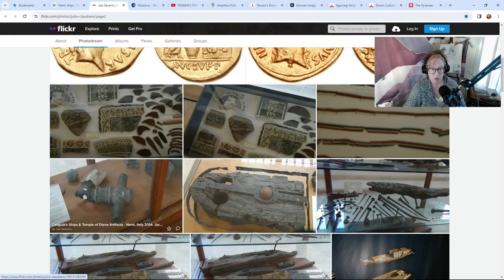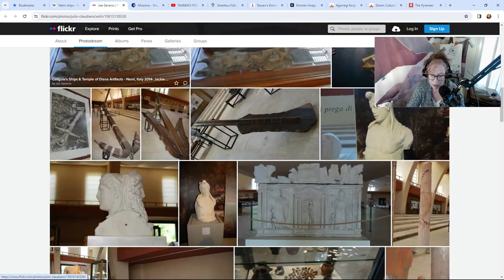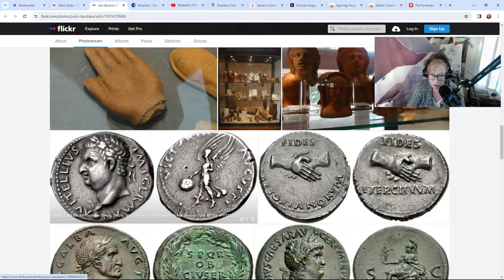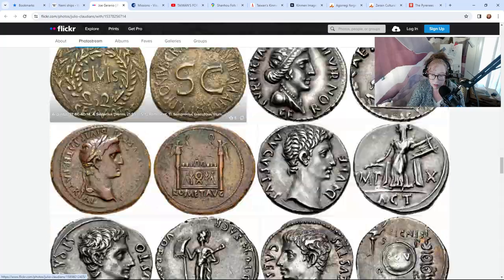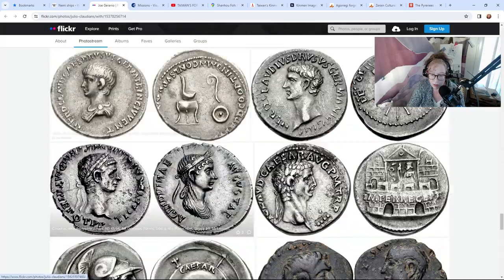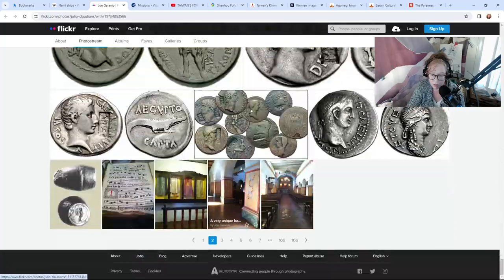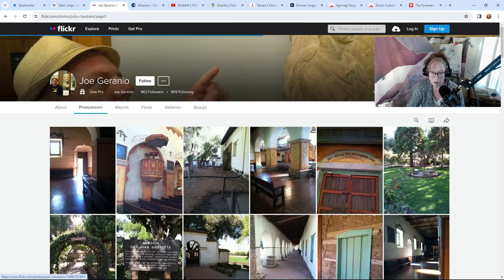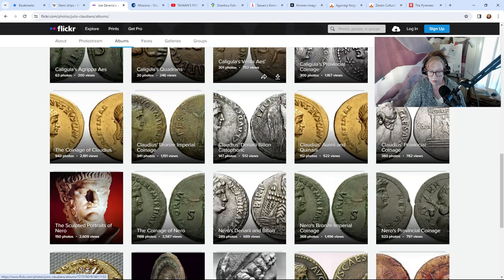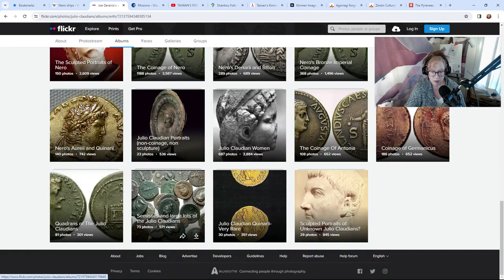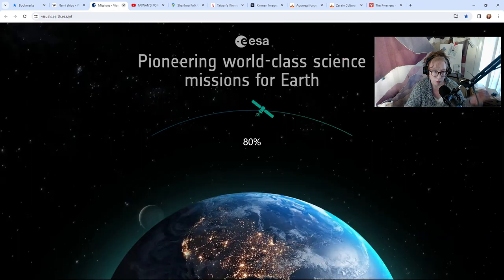Here are some photos of some of the artifacts, which are really quite extraordinary. The coins. Lots and lots and lots of coins. That's something else entirely, but this gentleman has a lot of incredible photos. Joe Geronio. If you're into numismatics, looks like this is your guy. Well, numismatics from that particular area.